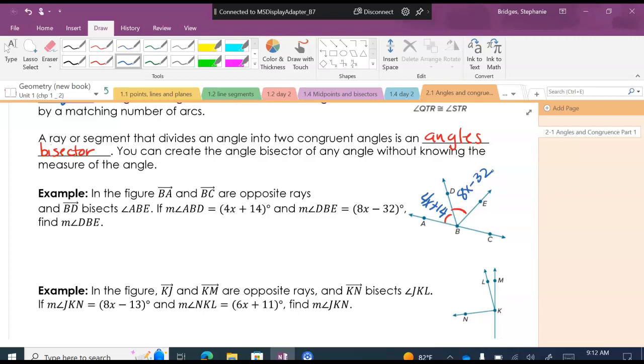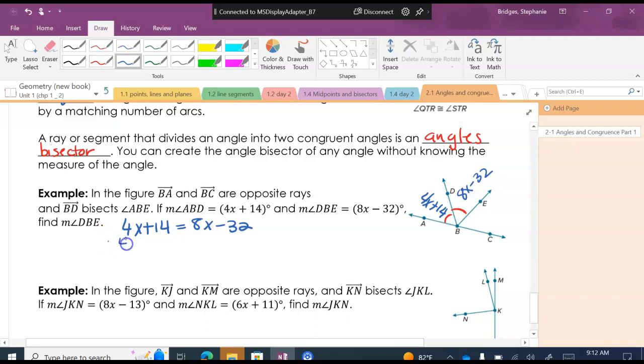Exactly. The two angles that they gave me, so the 4x plus 14 is going to equal the other angle, 8x minus 32. I know that because it told me that BD bisected the angle, which told me those small angles were congruent, so therefore I know how to set it up. We're going to solve this equation for x now.